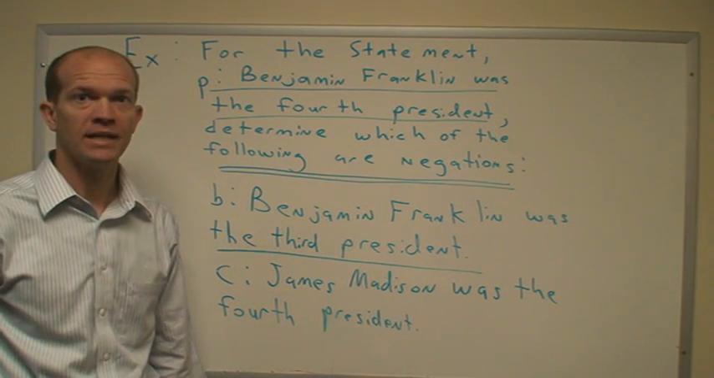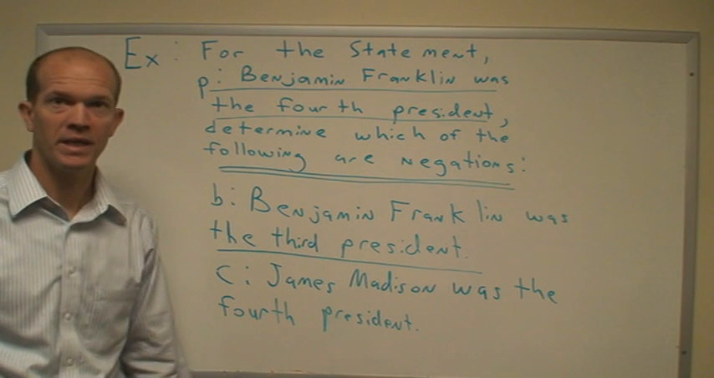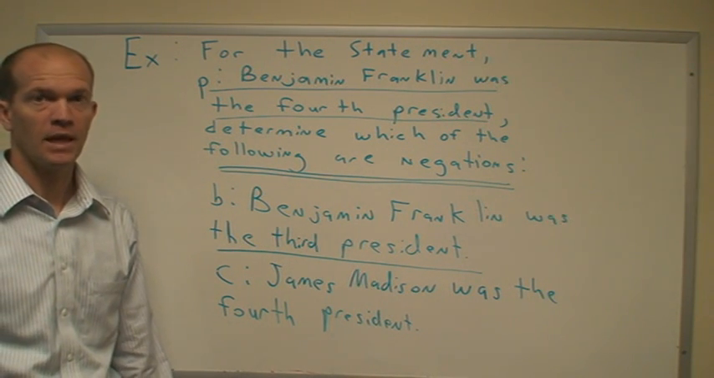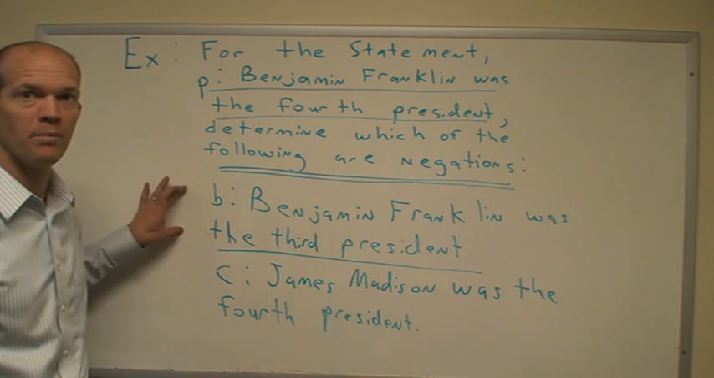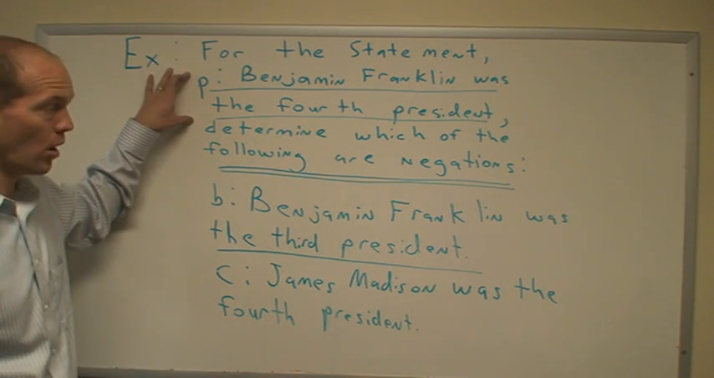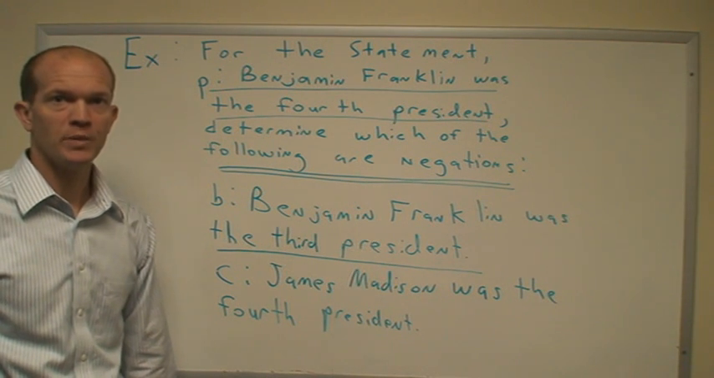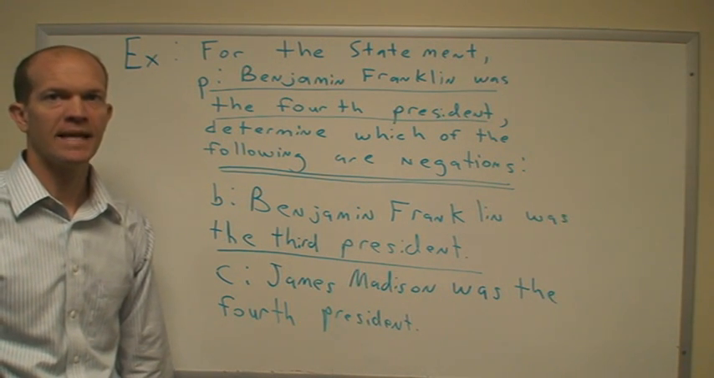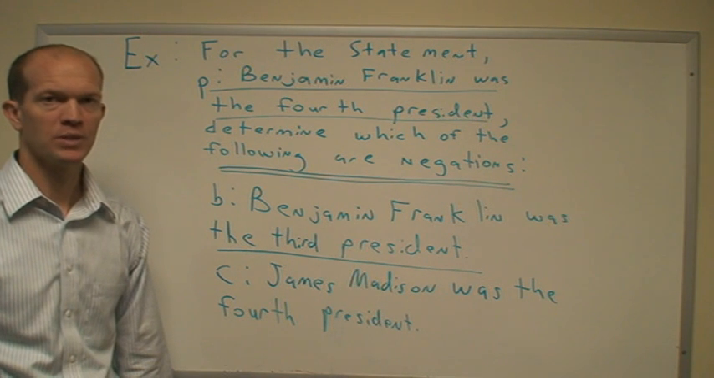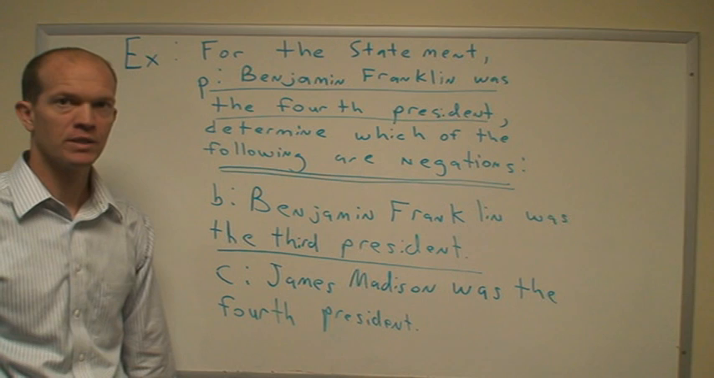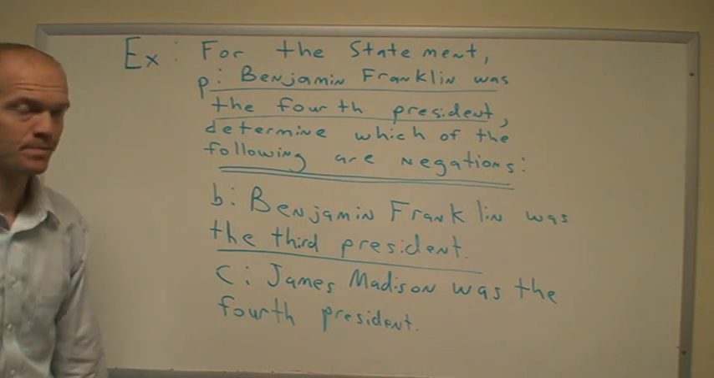B is not a negation of P because the statements B and P can be false at the same time. In particular, both B and P are really false. That means that the relationship between the two statements is not a negation relationship. In particular, B and P do not have opposite truth values and are therefore not negations.